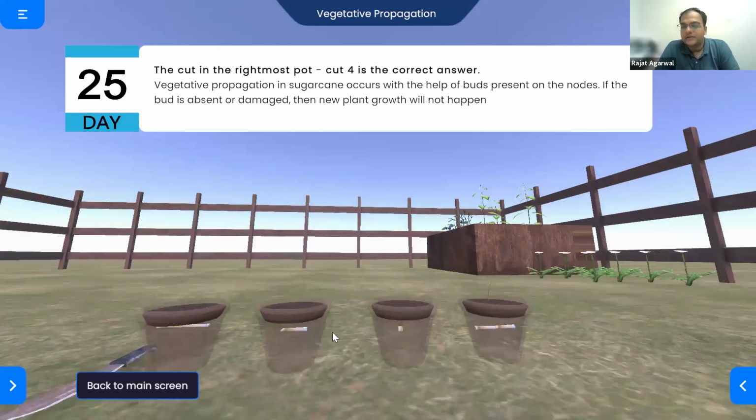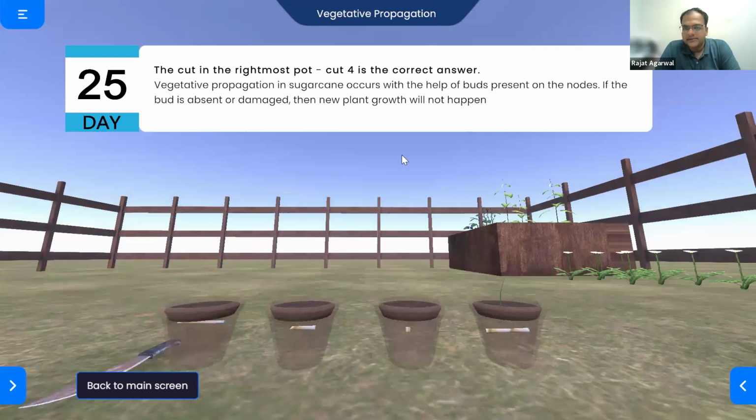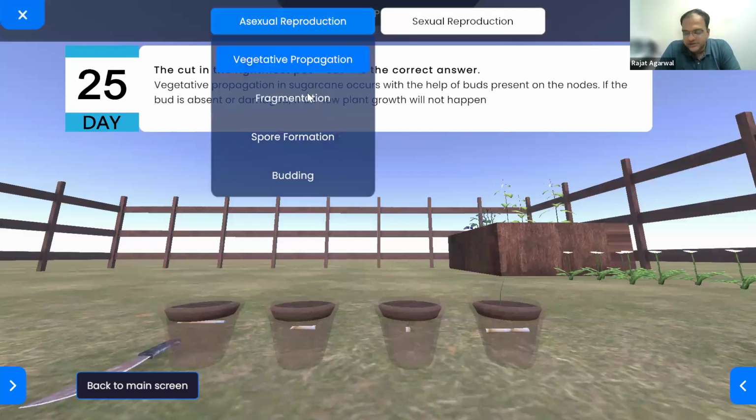And that is the learning, right? And this can very well be a question in a competitive exam, where they can ask you which of the following is responsible for vegetative propagation in sugarcane. So buds is the answer, or the nodes. So that is the answer.